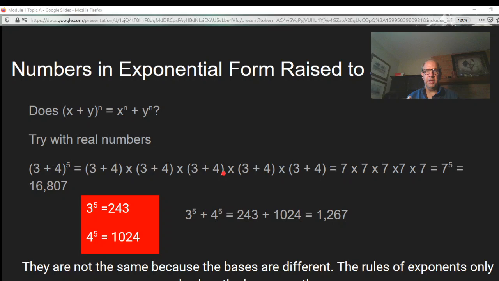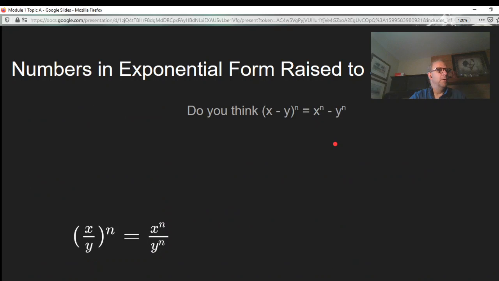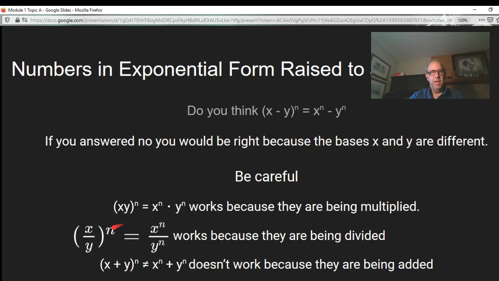Is x minus y to the nth going to be x to the nth minus y to the nth? No, because we're subtracting. It only works in multiplication and division, not in adding and subtracting. So x times y to the nth is x to the nth times y to the nth, because we're multiplying. X divided by y to the nth equals x to the nth divided by y to the nth, because we're dividing. X plus y to the nth does not equal x to the nth plus y to the nth, and x minus y to the nth does not equal x to the nth minus y to the nth.